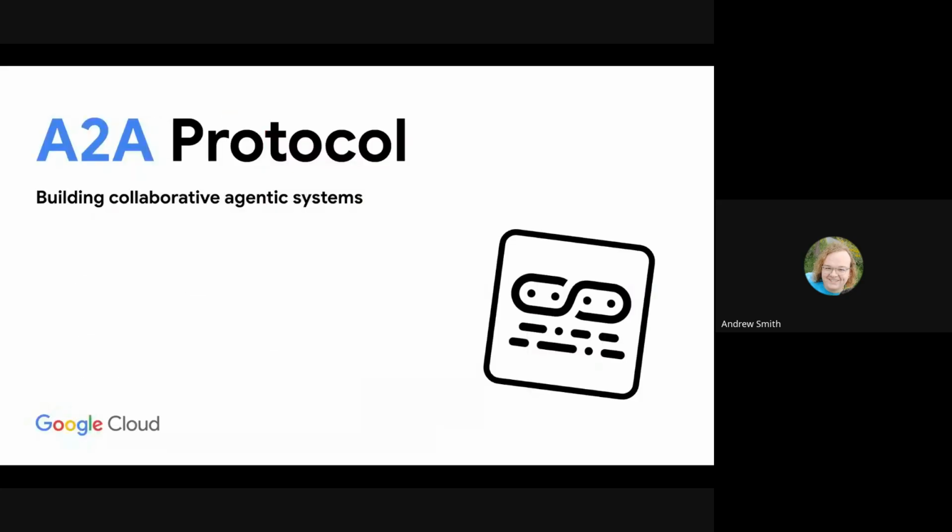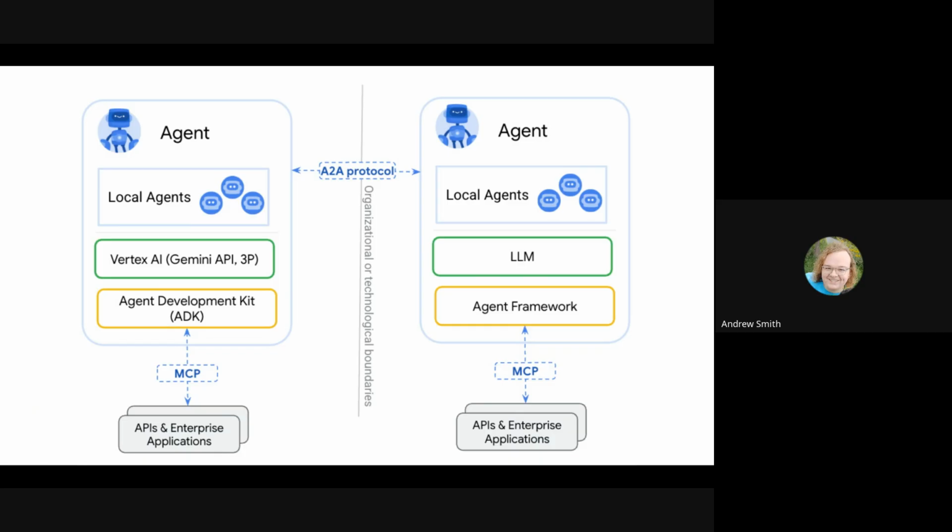Talk a little bit more about A2A. So A2A is for building collaborative agent systems. It's the handoff between various agents. I really like this slide. One really good use of A2A is handing off between an agent that you've built and an agent that maybe a service provider has for you.